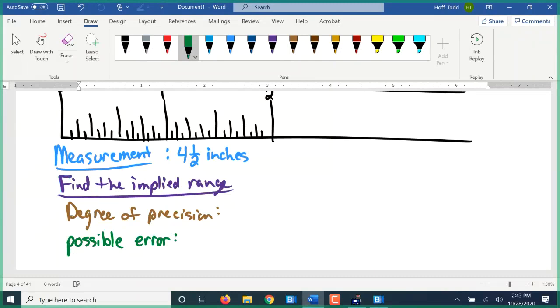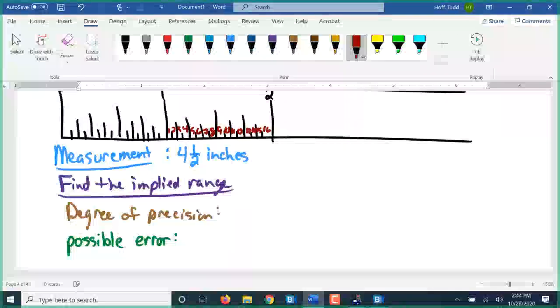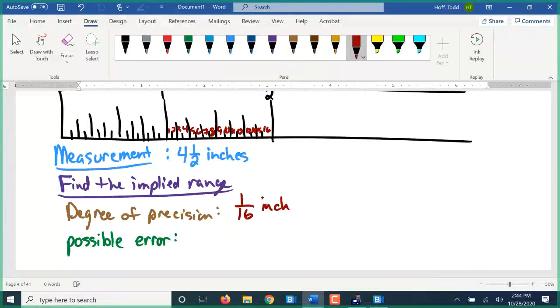Well, to find the implied range, we first have to find the degree of precision. If we count here, there's 1, 2, 3, 4, 5, 6, 7, 8, 9, 10, 11, 12, 13, 14, 15, 16 spaces between 1 inch and 2 inch. That means that the degree of precision here is a 1/16 of an inch. Each division is only a 1/16 of an inch there. So the possible error is 1/2 times 1/16, or plus or minus 1/32 of an inch.